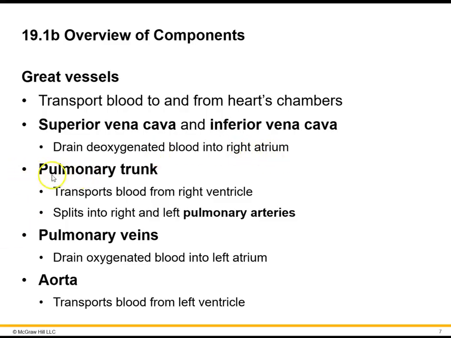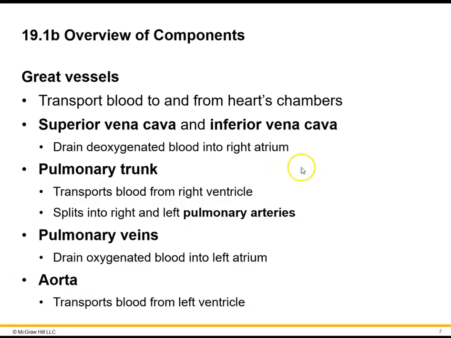You have the pulmonary trunk. This is going to transport blood from the right ventricle through the pulmonary arteries to the lungs, where that blood can be oxygenated. Next, that oxygenated blood is going to go through the pulmonary veins into the left atrium. And remember, the left atrium is going to give that blood to the left ventricle, and the left ventricle pumps that blood out through the large artery, the largest artery in your body, the aorta.